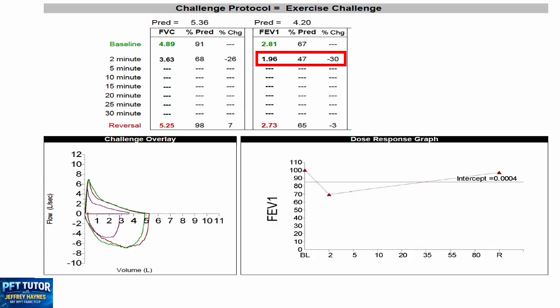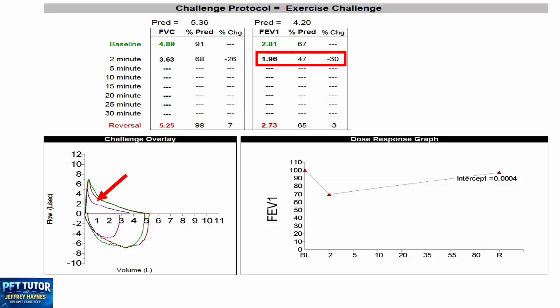So we got him up on the cycle ergometer and pinched his nose, and we had him cycle hard and fast while breathing compressed air for about 10 minutes. And 2 minutes after cycling, his FEV1 had fallen 30%. And you can appreciate the expiratory portion of the flow volume loop has become more concave.